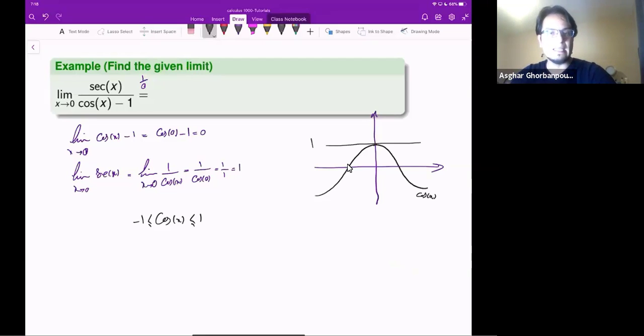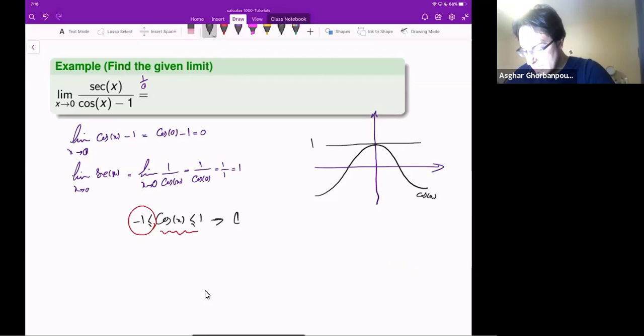It is always bigger than or equal to -1, but I don't care at this point because I get close to 1. When I get close to 1, as x gets close to 0, this cosine will be close to 1. But no matter what, cosine of x minus 1 is always going to be a number less than or equal to 0.